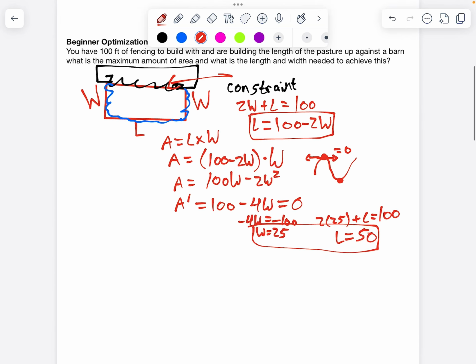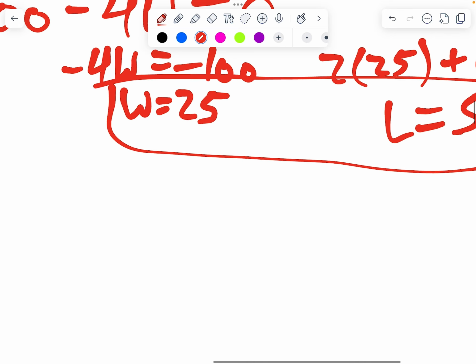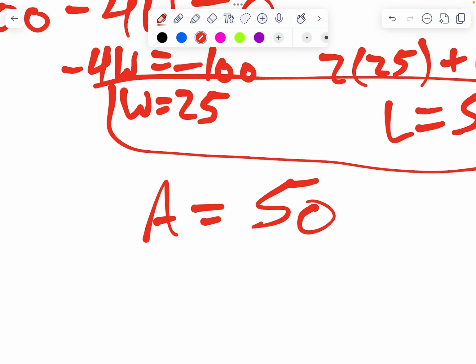And then the maximum amount of area is just going to be, you just plug in those two numbers, and it's just going to be 50 times 25.